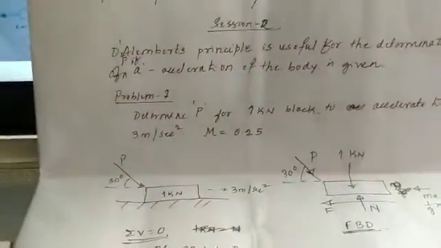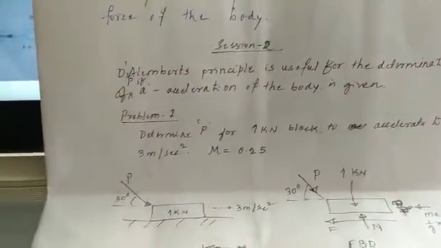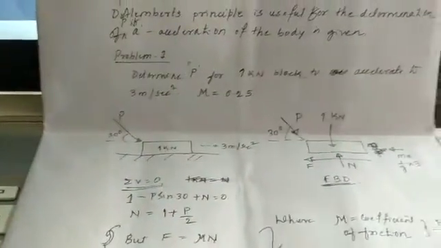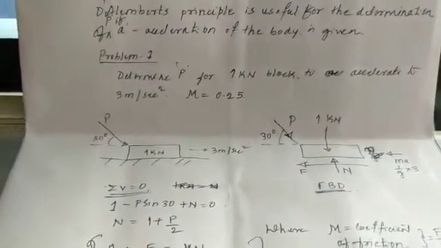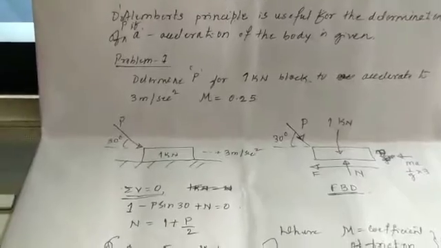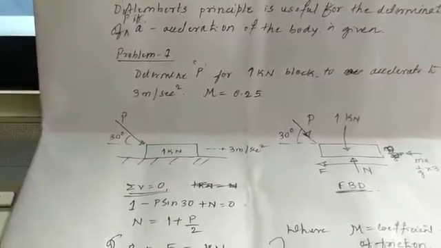Now we will come directly to the first simple problem, so that we understand the concept behind it and how we should apply it. That's why I have taken a very simple problem. Here a force P is acting on a body at an angle of 30 degrees, and it achieves an acceleration of 3 meters per second square.